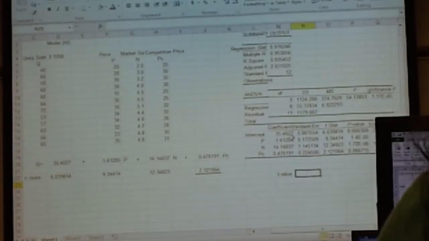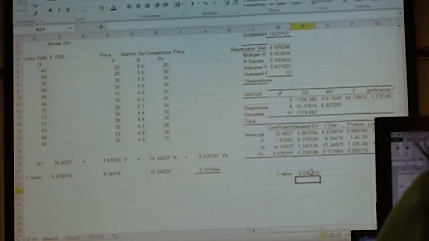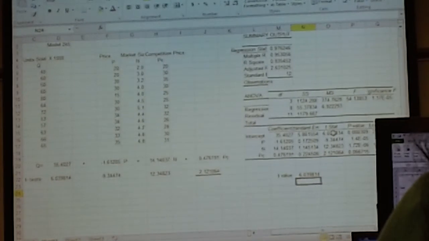We get this t value. We take the b over here and divide it by the standard error here, and we get that number. For each one of these, we take this and divide it by this and we get that.